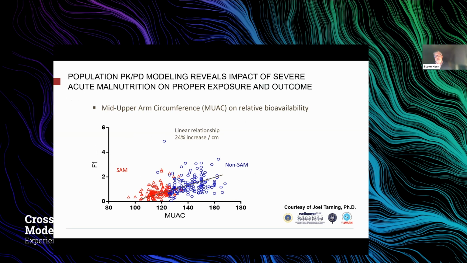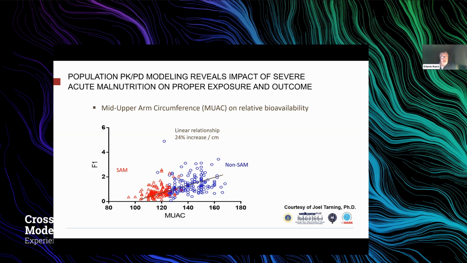They, of course, have disrupted normal absorption of anything that's in their digestive system, including pharmacological agents. And so this was a study that was done by Joel Tarning, who's at the Mahidol Oxford University in Bangkok, where he analyzed data that came out of an experiment that was conducted in Niger, where children were treated and provided with anti-malarial drugs as well as supplemental nutrition during the rainy season in Niger.